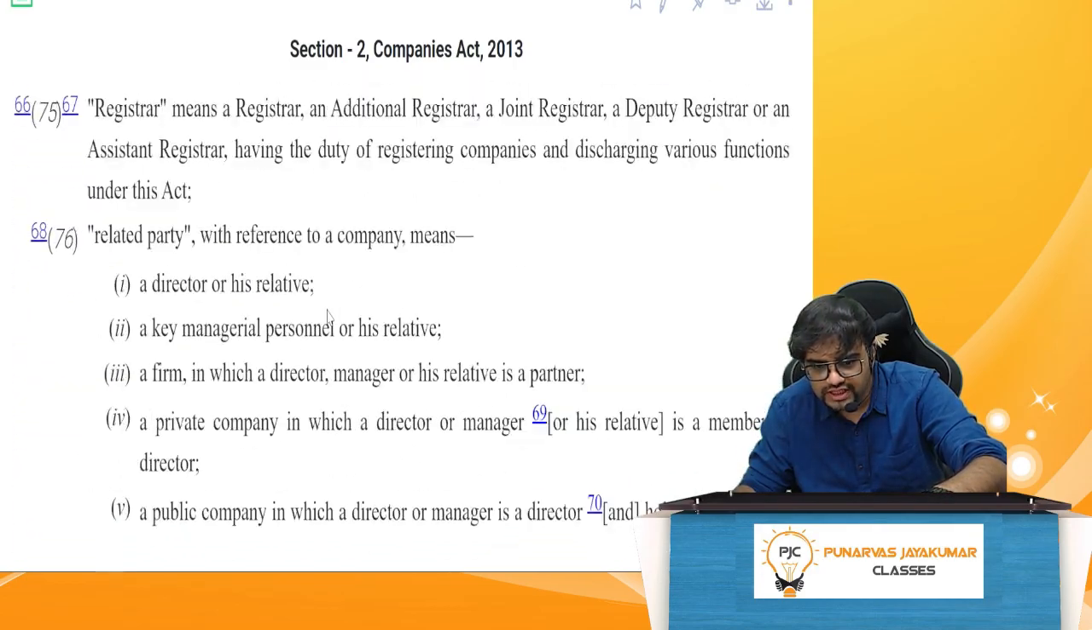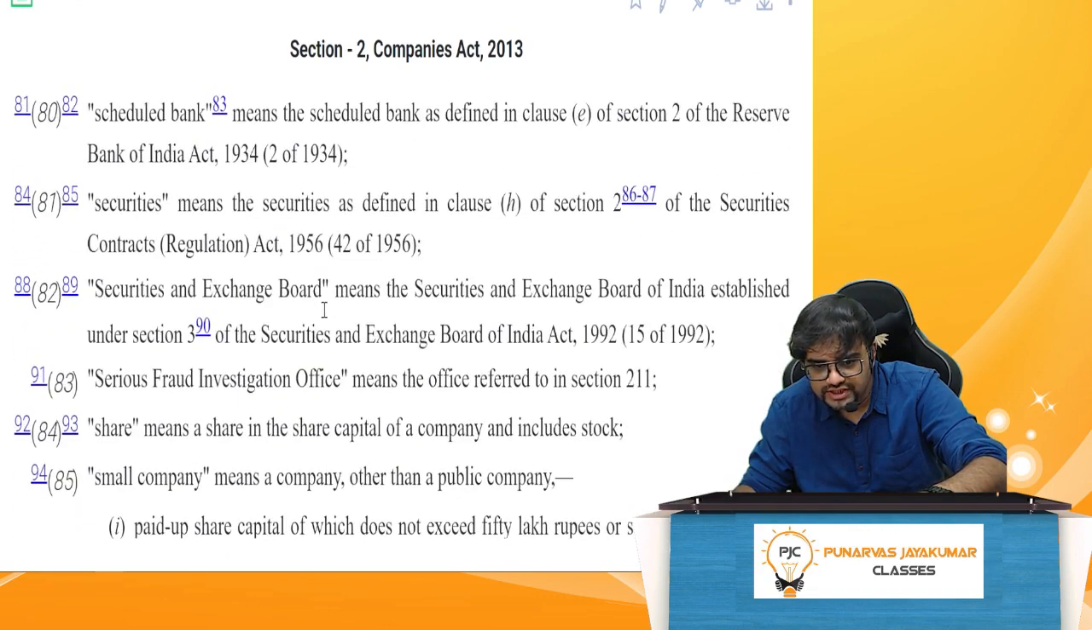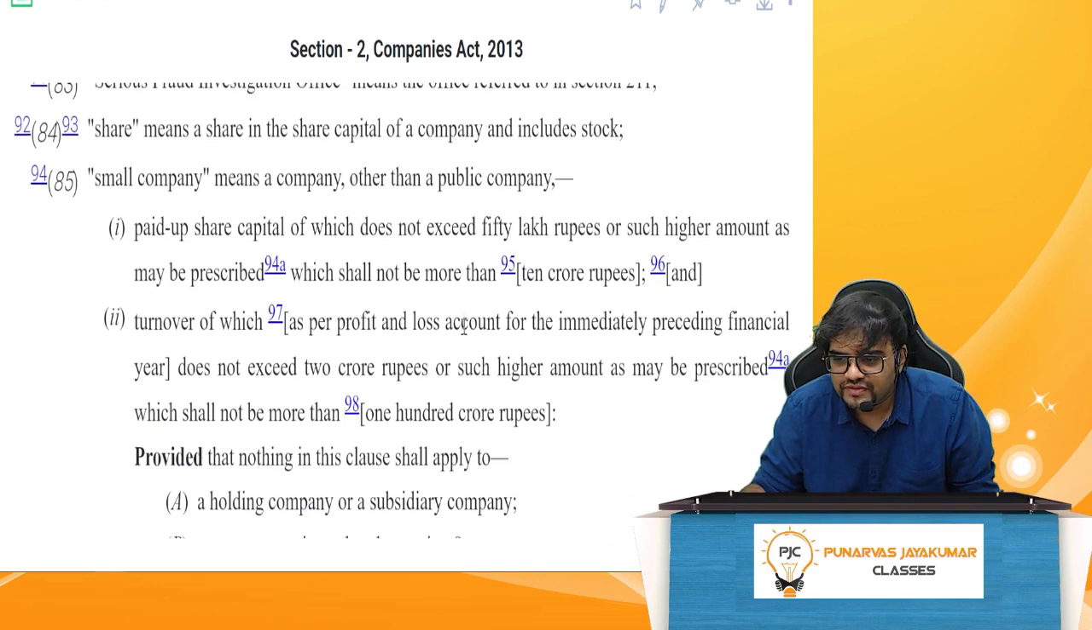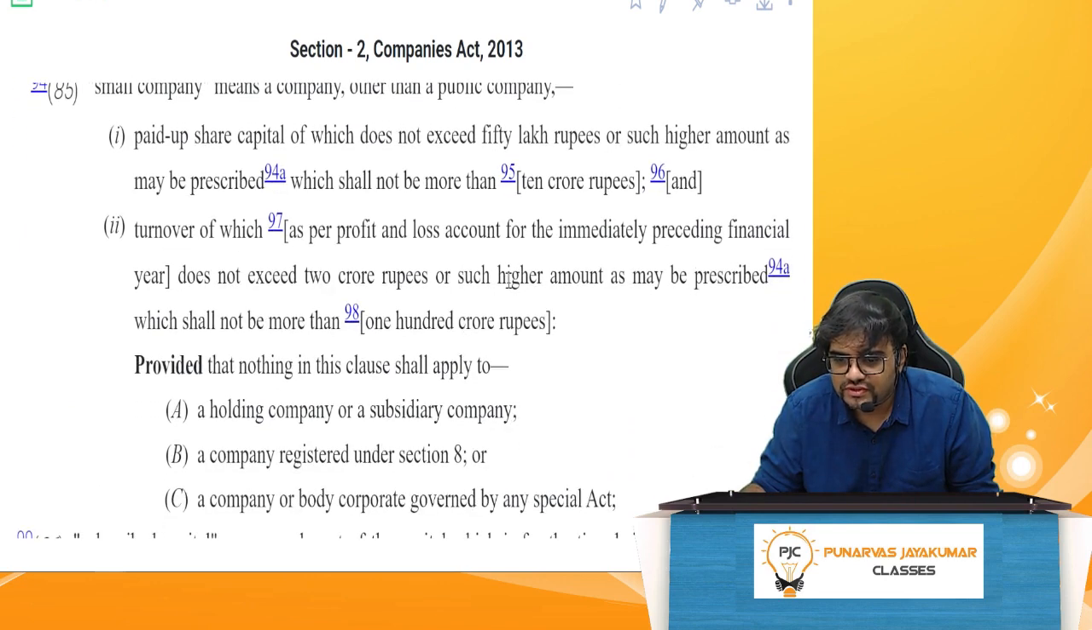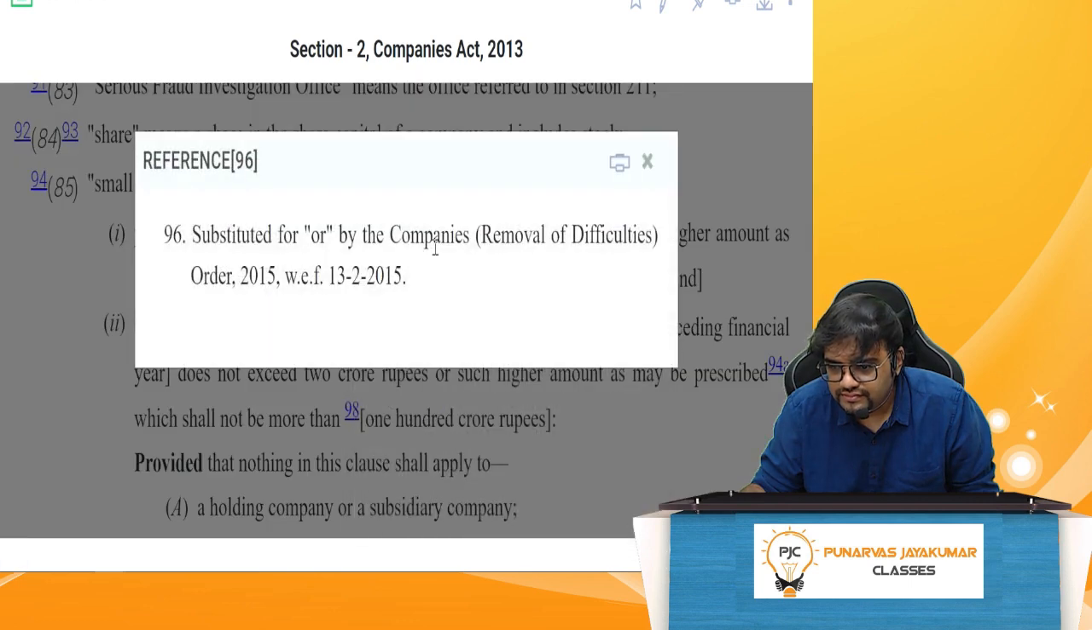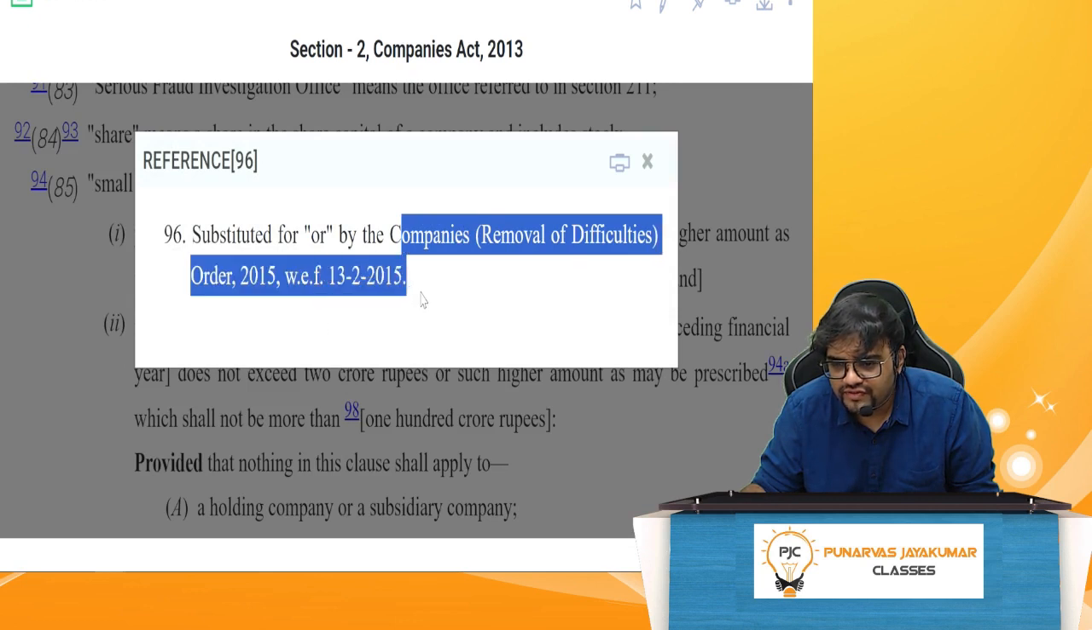I want you to see how they are passed. That's the objective of this regular batch. It is not simply for the exam. It is much, much more. As I told you yesterday, it's for your life. You see here. See, substituted for "or" by what? Company removal of difficulty order. When was it passed? 13 to 2015.